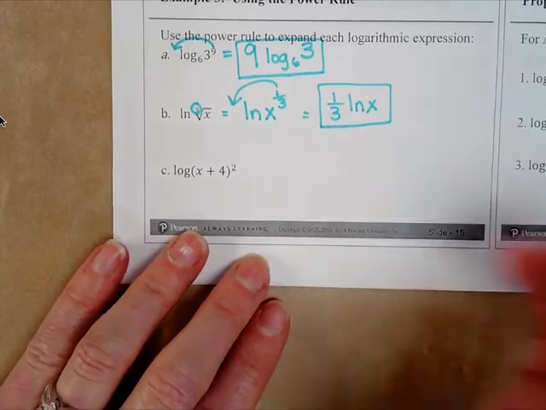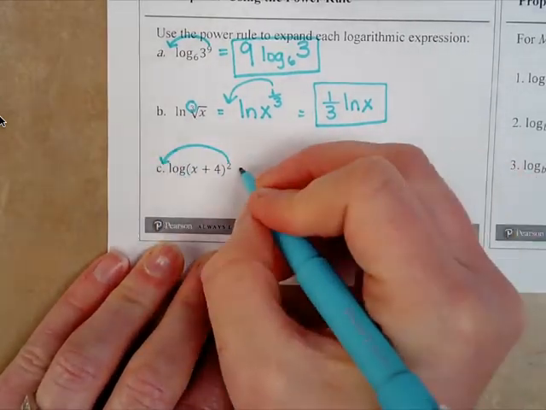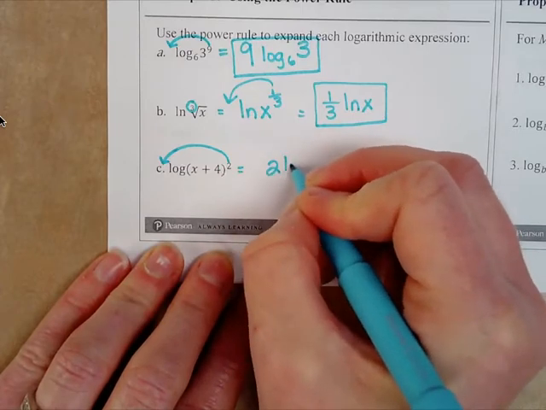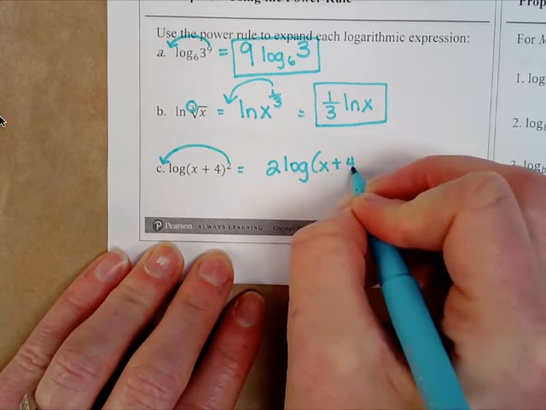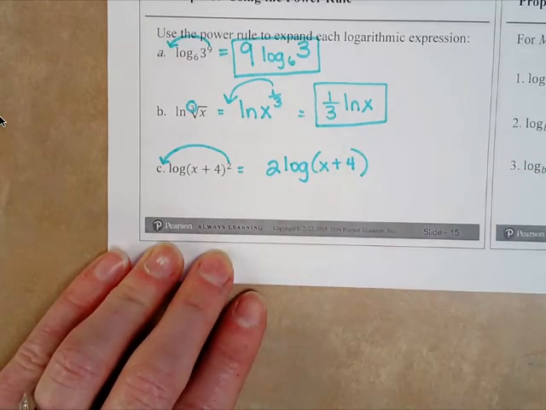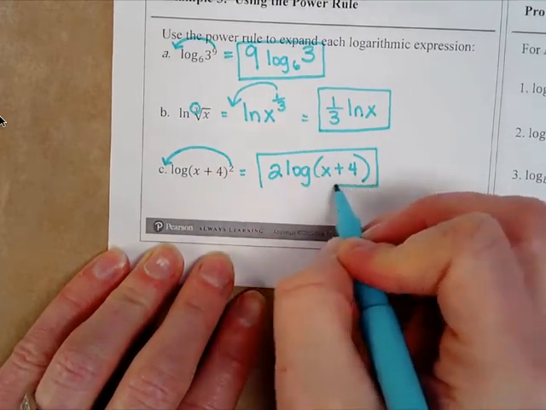Okay, the next one. I'm going to take this 2, take it out front. So 2 log x plus 4. Nothing more we can do there.